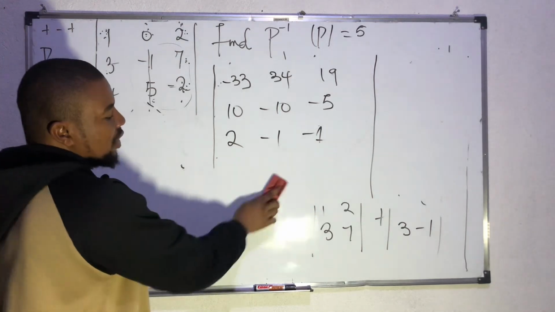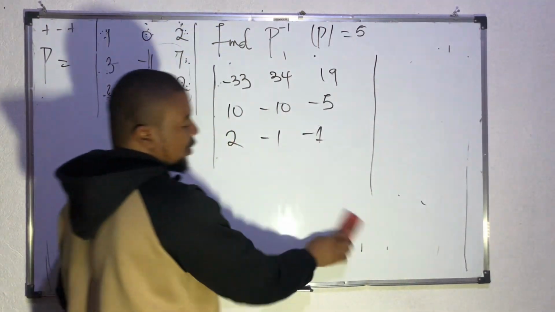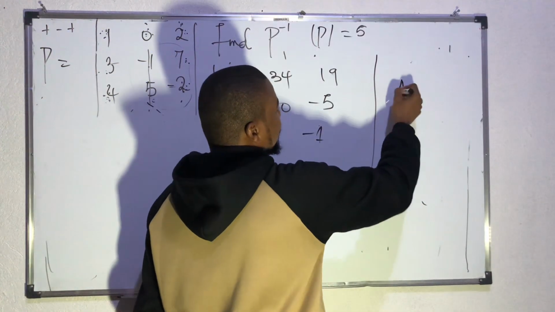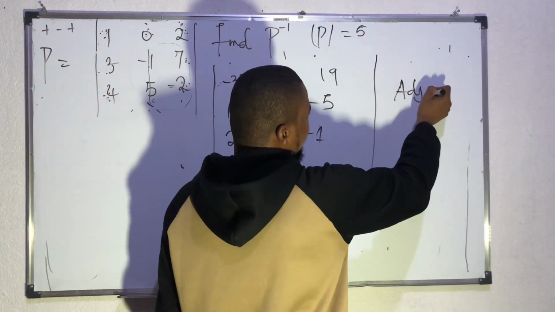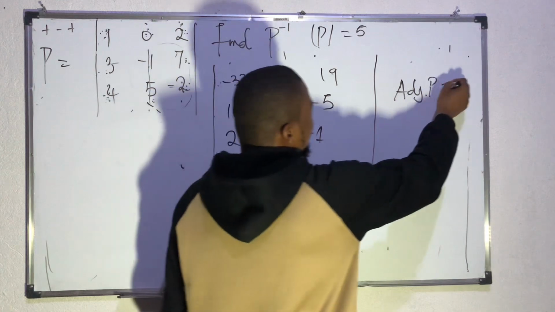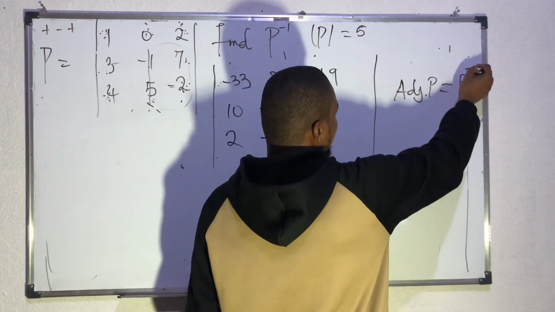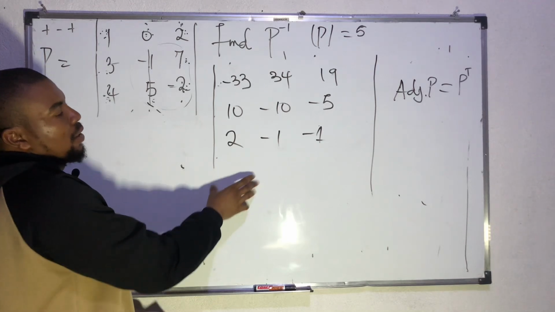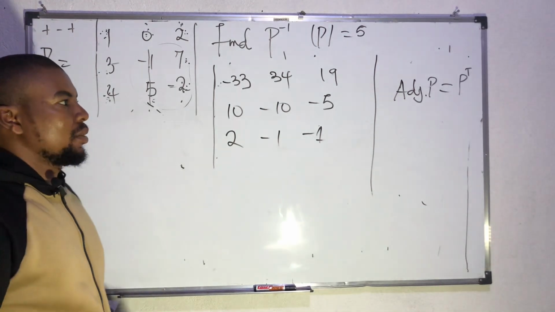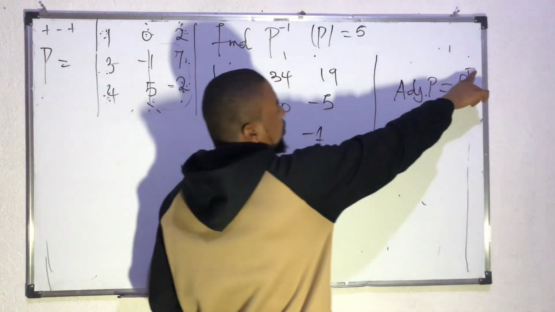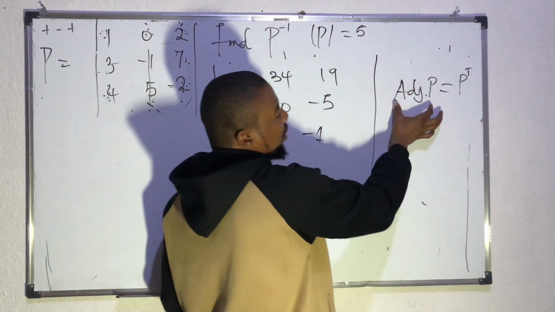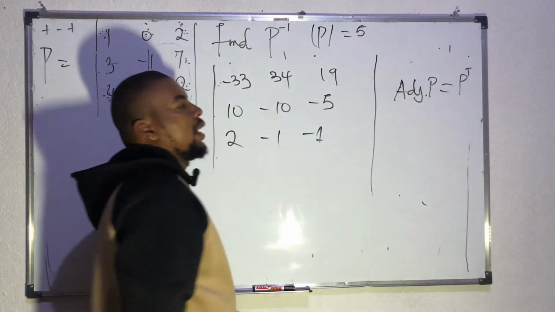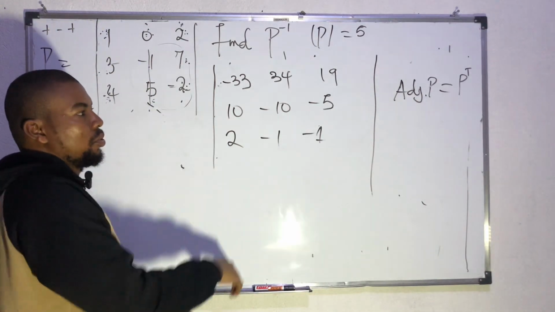If we transpose this matrix, we're going to get the adjoint. The adjoint of P is equal to P transpose. So if we transpose this matrix, we're going to get the adjoint, right? So this is the transpose. If we transpose it, we're going to get the adjoint. So the adjoint is equal to the transpose, and the transpose matrix is also equal to the adjoint.